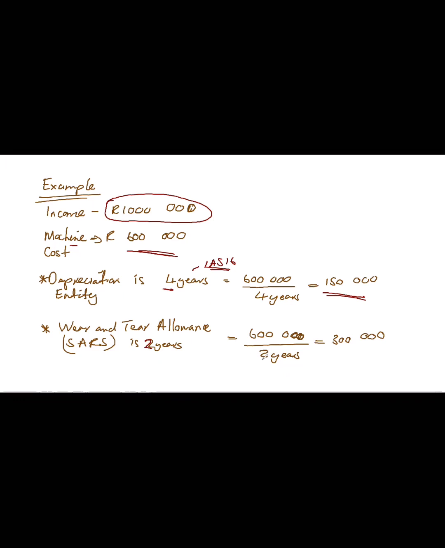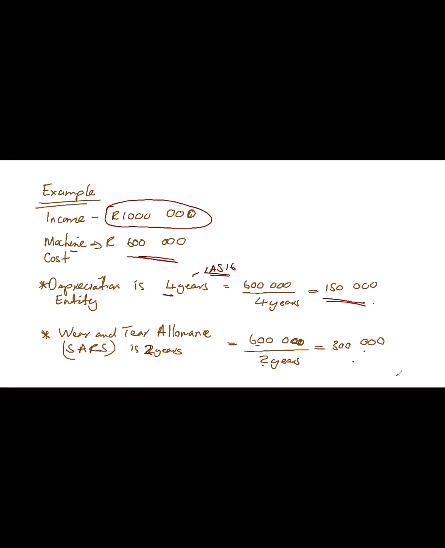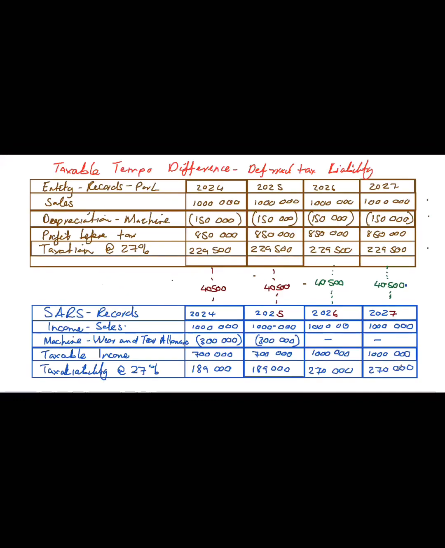So we are saying 2 years divided into 600,000, we're still using the same cost because it's the same machine. Remember, you're going to declare that to SARS. Then SARS says, for this machine in this condition, we are going to allow you to claim the cost over 2 years. That brings us to 300. So we have 150 and 300. Now remember, I'm trying to explain the concept of deferred tax liability. So there are the different records. This is the entity record.